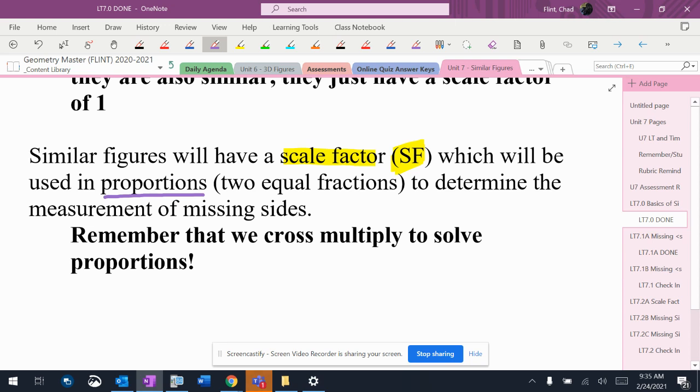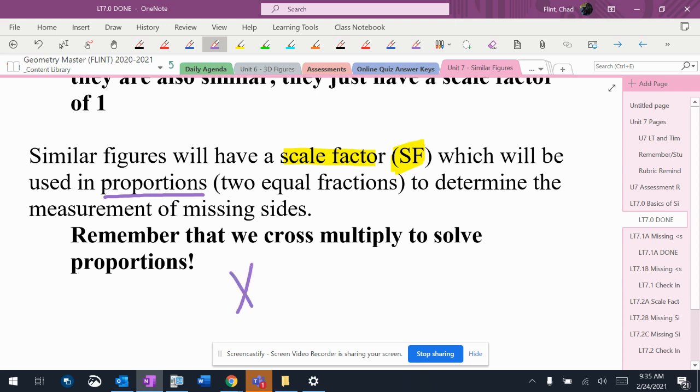All right. So determine the measurements of missing sides. Sides always have a scale factor. There's one scale factor for any similar figures. It might be 3/5. Then we use that scale factor to cross multiply and figure out missing sides of similar figures.